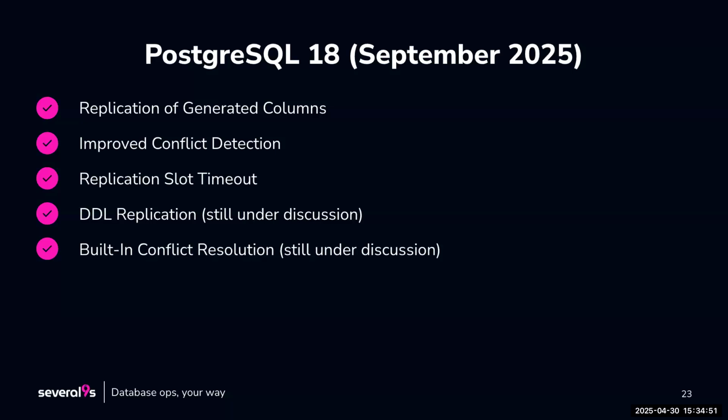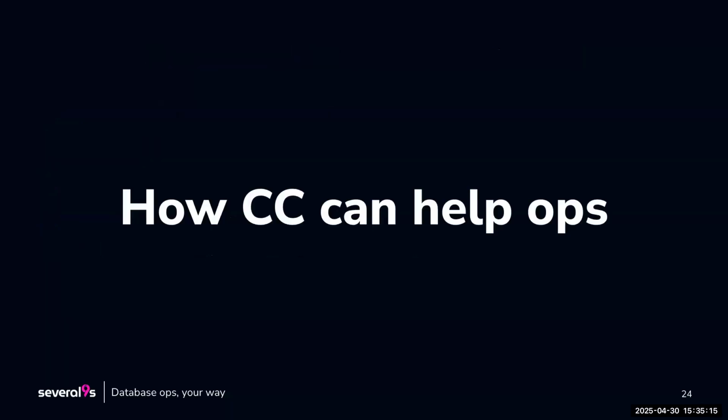And another thing is DDL replication. This is still under discussion, so I'm not sure if it will be added in the next major release. And the same for built-in conflict resolution, still under discussion. So yeah, let's see what can be added in the next release. And now let's see how ClusterControl can help on implementing and managing this topology, this bidirectional replication topology.